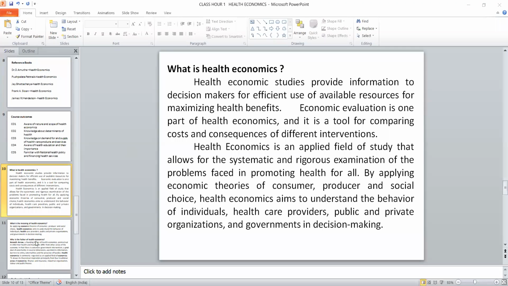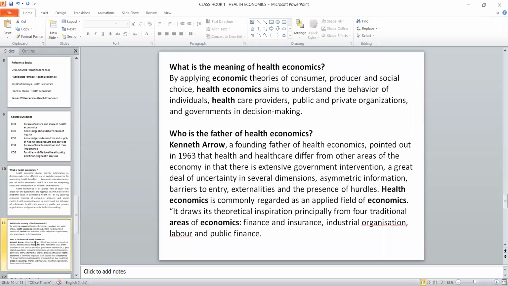With this basic idea about health economics, let's move on to why we need it. What is the meaning of health economics? If you start understanding health economics, we are able to interlink the consumer, producer, and social choice of that particular medical field. Health economics aims to understand the behavior of the individual or the healthcare provider, the public and private organizations, and the government.